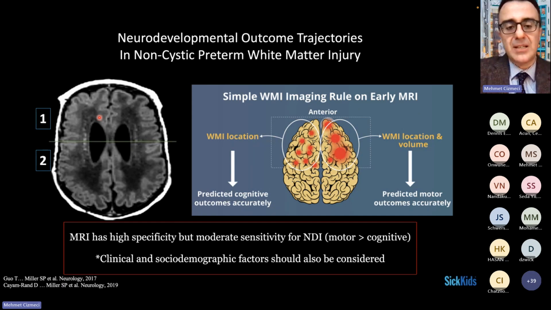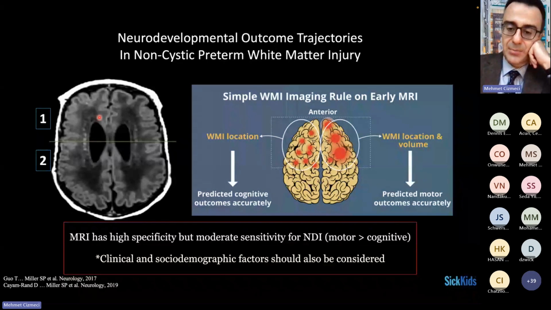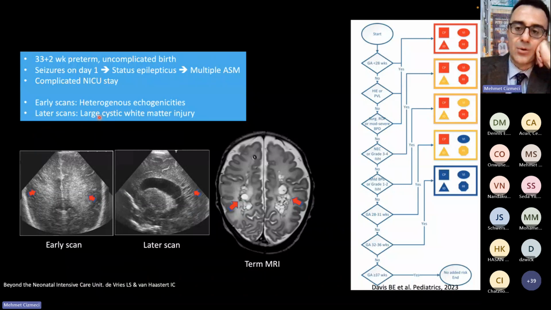But we should remember that MRI has a high specificity but moderate sensitivity for this type of injury to predict the neurodevelopmental outcomes. And its motor predictive accuracy is higher than the cognitive predictive accuracy. In this population, we also always need to consider the clinical and sociodemographic factors that I tried to present in the previous slide. And these are also going to be important neuroprognosticators for us.